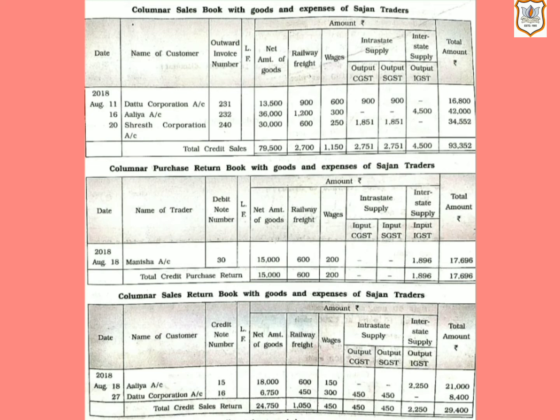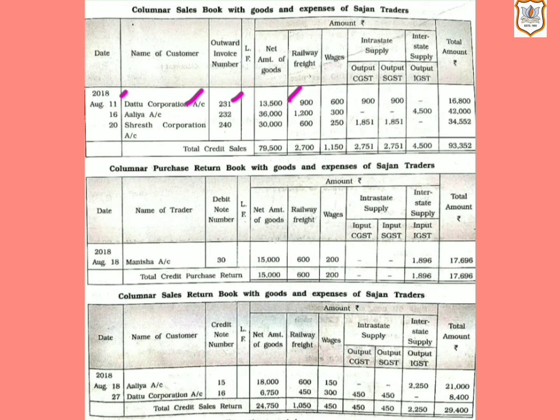So first we will write date here, August 11. Name of customer, Dattu Corporation. Outward invoice number is given, that is 231. Then net amount of goods will be recorded, that is 13,500. That means 15,000 minus 10% trade discount, that is 1,500. So 15,000 minus 1,500, that comes to 13,500. So this is net amount of goods.